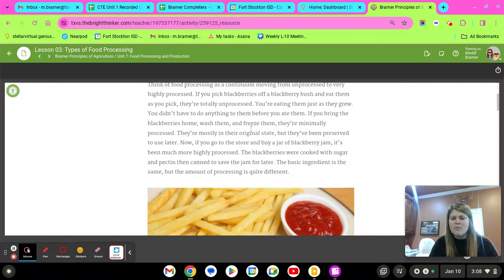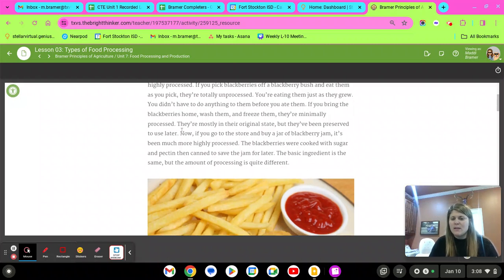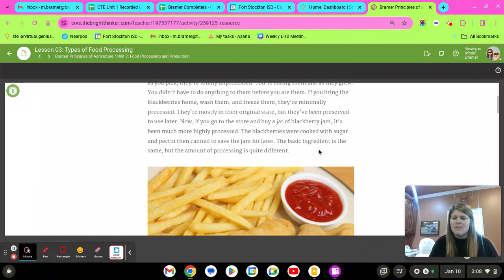If you bring them home, wash them, freeze them, they're minimally processed. They're mostly in their original state, but if they've been preserved to use later, like you made a jam, or you go to the store and you buy a jam, it's a lot more processed. They were cooked with sugar and pectin so that they were saved for later. So the basic ingredient's the same, but processing alters its composition slightly.